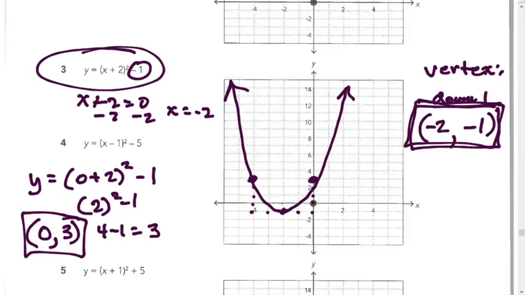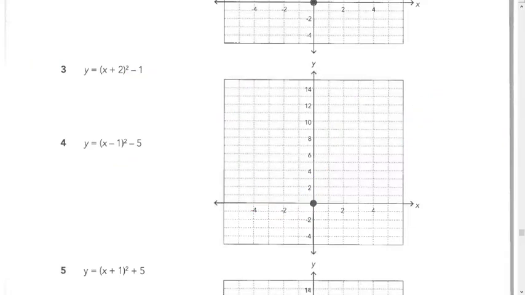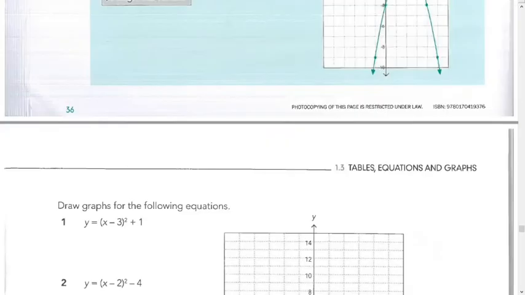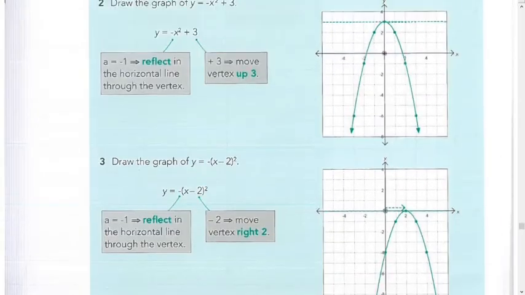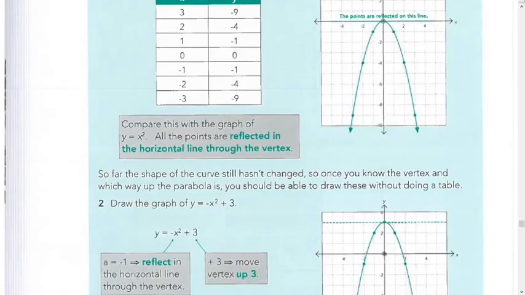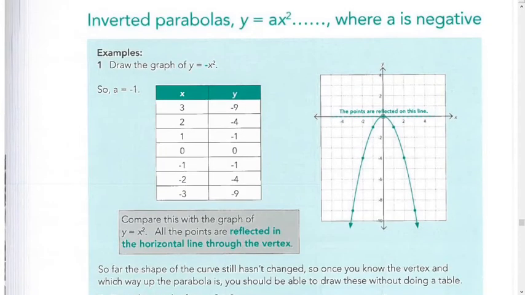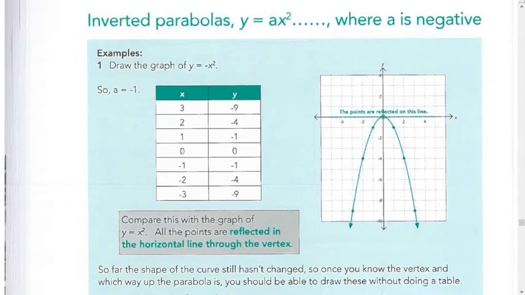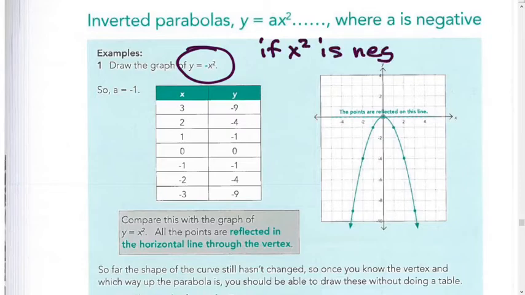Okay. Now let's see what happens when you get what's called a reflection. Now think about a reflection. It's like a mirror image. So what happens is the graph is reflected across the x-axis. And it's very easy to recognize: you get a reflection if the x squared is negative.